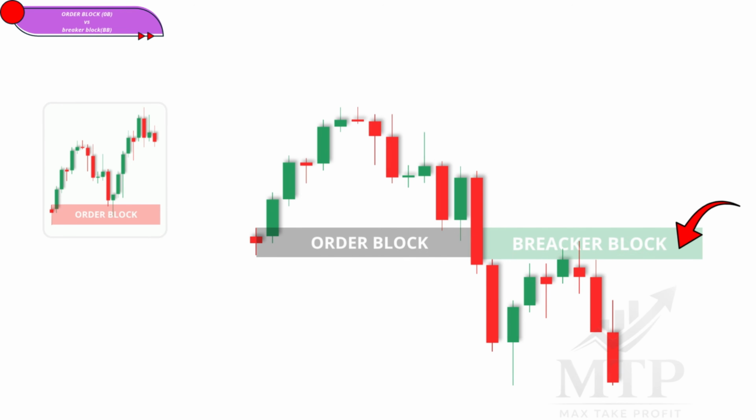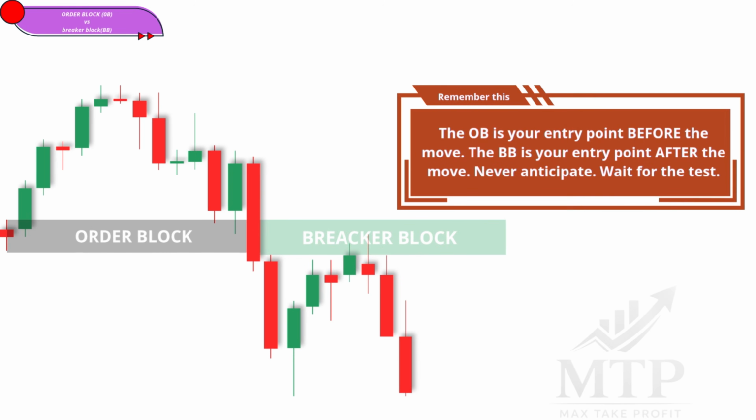The BB is a zone after the move. The BB is the old OB that has been broken and then retested. You enter on the BB when price has already broken through, already made its move, and comes back to find support on this old resistance. The OB equals before the explosion. The BB equals after the explosion. Remember this. The OB is your entry point before the move. The BB is your entry point after the move. Never anticipate. Wait for the test.